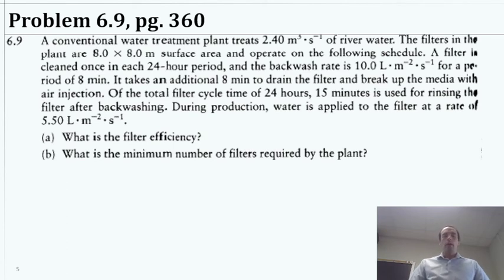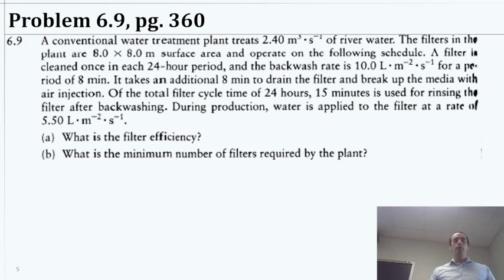And so let's go ahead and give this a look. We can finish this up next time if we need to. But here we have a conventional water treatment plant. We've got it treating 2.4 cubic meters per second of river water. Filters in the plant are 8 by 8 meters surface area and operate on the following schedule. A filter is cleaned once in each 24-hour period. The backwash rate is 10 liters per square meter per second for a period of 8 minutes.